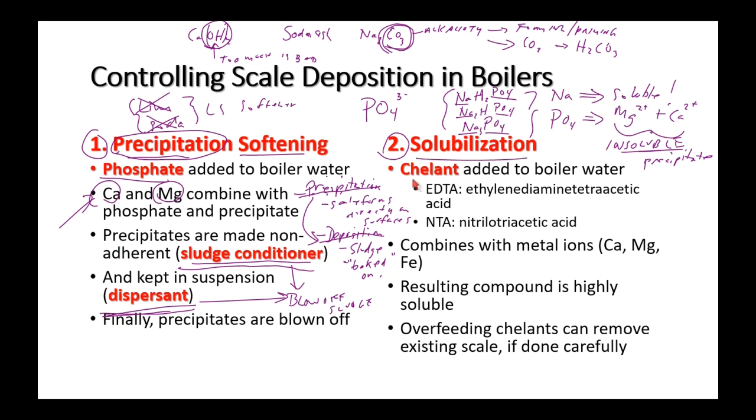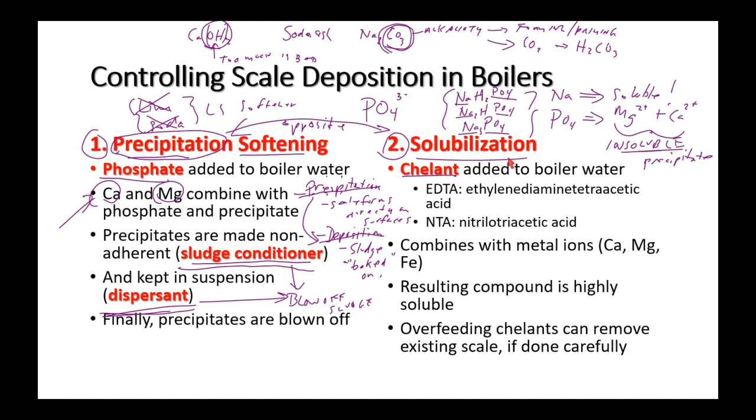Then the next method is to use something called a chelant. Now, this solubilization is the exact opposite of precipitation softening. They're like opposites. You see, with precipitation, we make the stuff come out of solution. With solubilization, we keep the stuff in solution.